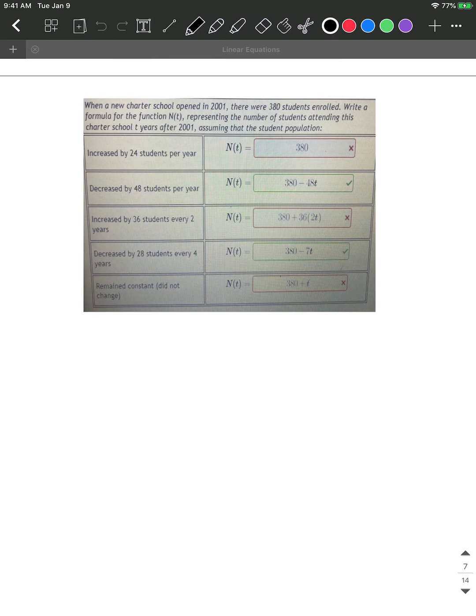Hey y'all, in this video we're going to be looking at another example of linear equations. In this one it gives us multiple little problems to work through. It asks us: the new charter school opened in 2001, and there were 380 students enrolled originally. So the original amount of students enrolled, we can say OG enrolled, is 380 students.